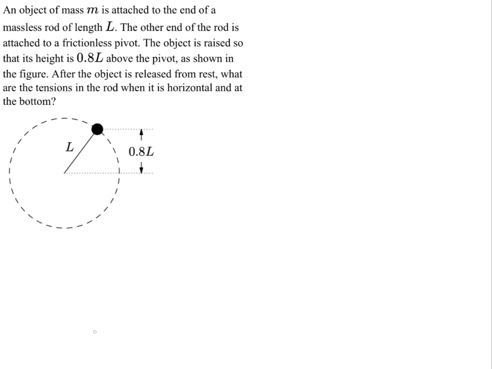So let's start by drawing a free body diagram. This is when the object is horizontal. So it's when it's over here. And the only force acting on it towards the center of the circle in the radial direction is the tension at the horizontal. And of course, the only other force is the force of gravity, or the object's weight, acting downwards. And these are the only two forces, since there is no friction at all.